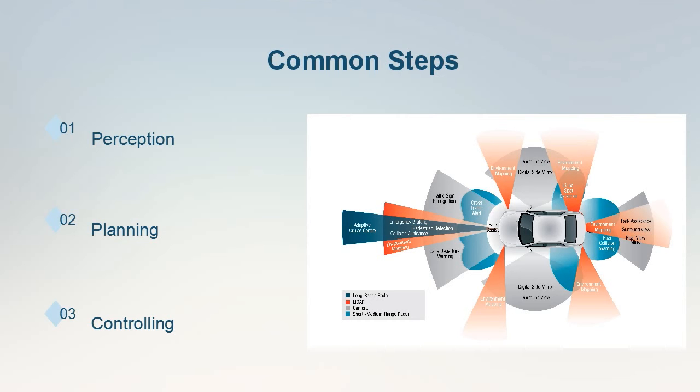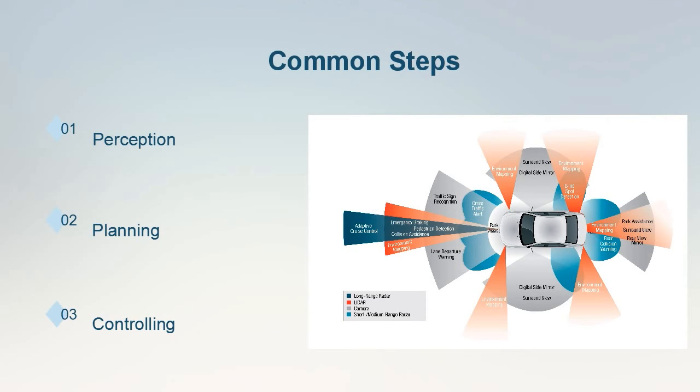Perception involves the interaction between hardware and software. Like sensors will catch the objects outside of the car and send a signal to the software, so it's a step of perception.